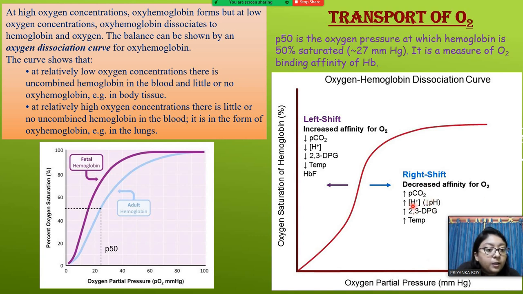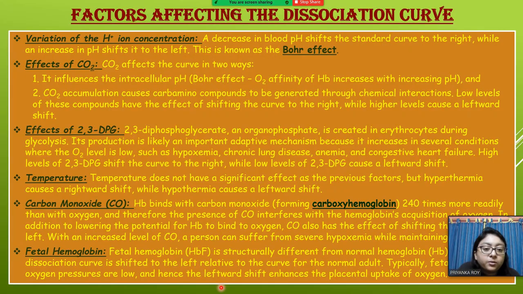As you can see, when the hydrogen ion concentration increases and the pH decreases, there will be decreased affinity for oxygen. In the same way, when the pH is increasing and hydrogen ion concentration is decreasing, there will be increased affinity for oxygen. This change in the affinity of hemoglobin for oxygen is known as the Bohr effect.